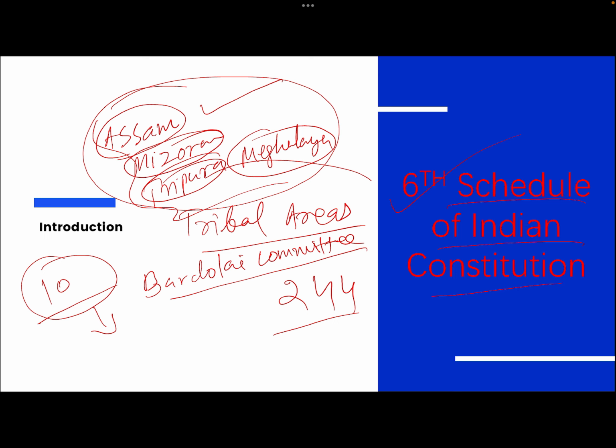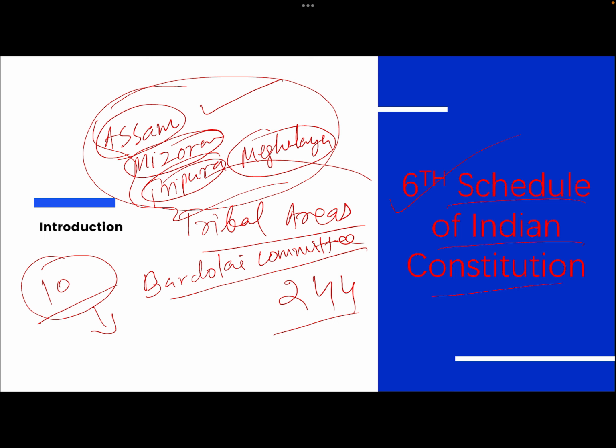So what did it recommend? It recommended limited autonomy for the tribal areas, which can conserve what? Rights, culture and ethnicity, because these are the four states where the tribals live a very primitive kind of life, or a specific anthropological life. So therefore, it was decided that there is a need to protect their unique culture, their ethnicity, and their rights. And this person, Bardoloi, who headed this committee, later became the chief minister of Assam also.